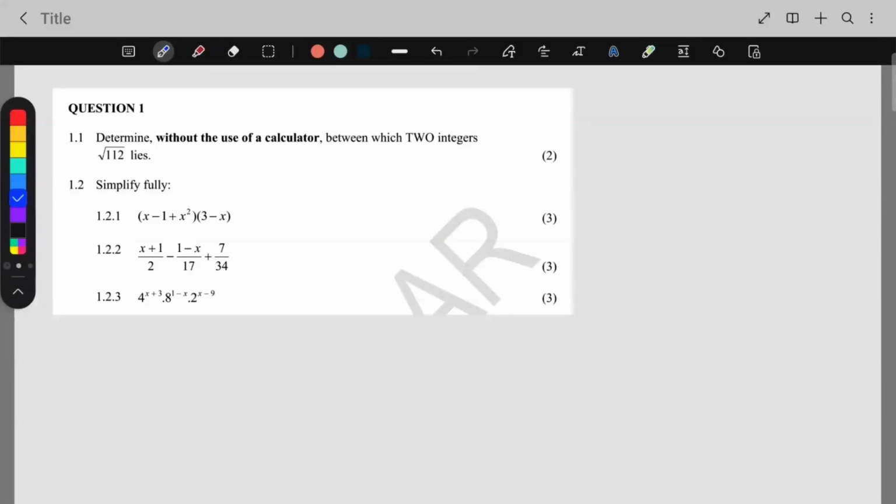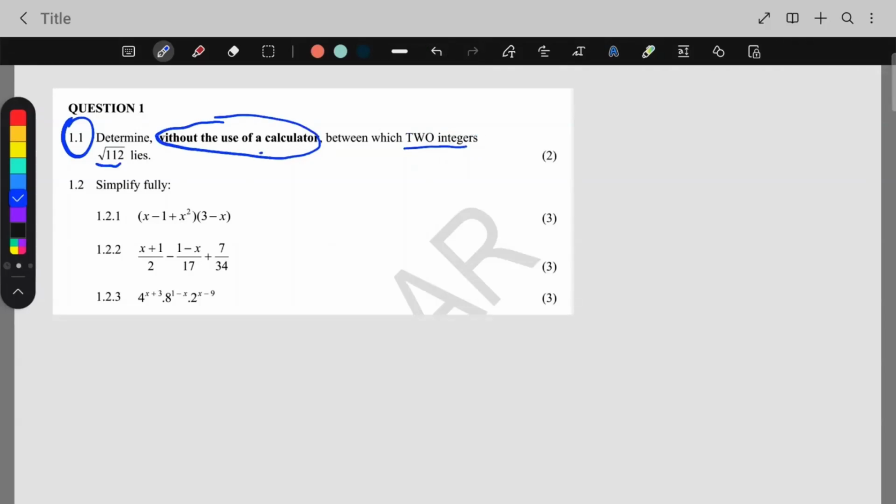Hi, grade 10. So let's start with question 1 of this question paper. Question 1.1 says, determine without the use of a calculator between which two integers the square root of 112 lies. So step number 1 is to list all your perfect squares.